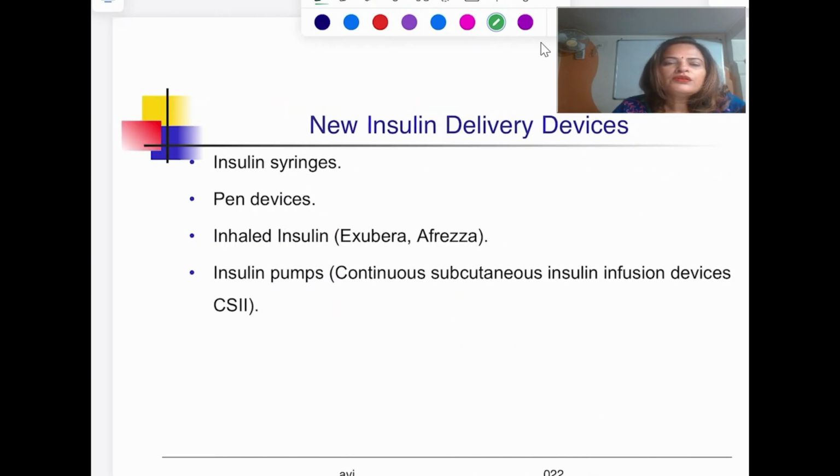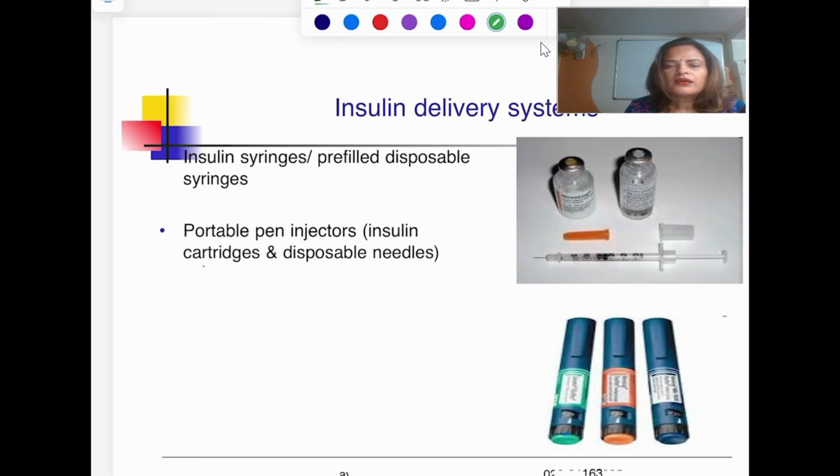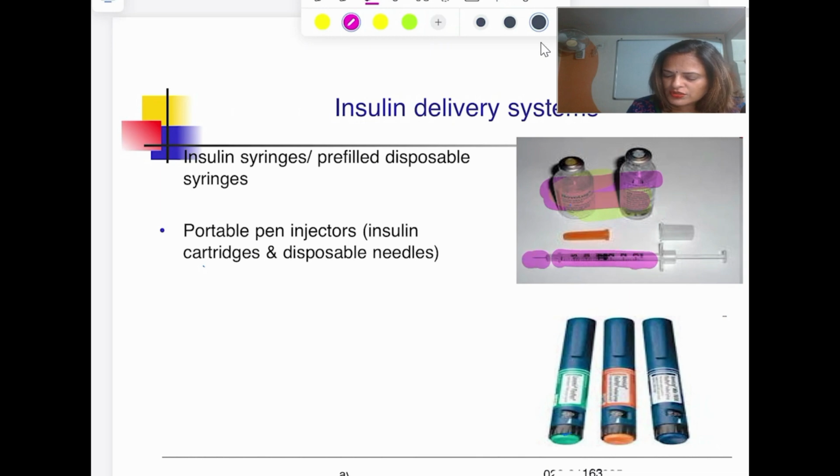Now coming to the newer insulin delivery devices, this is another important short note. What comes under this? We have insulin syringes, pen devices, inhaled insulin, and insulin pumps, also called continuous subcutaneous insulin infusion devices. Insulin syringes: earlier we had this vial, and this is an insulin syringe. You can see we give insulin. What is the main route? It is given by the subcutaneous route.